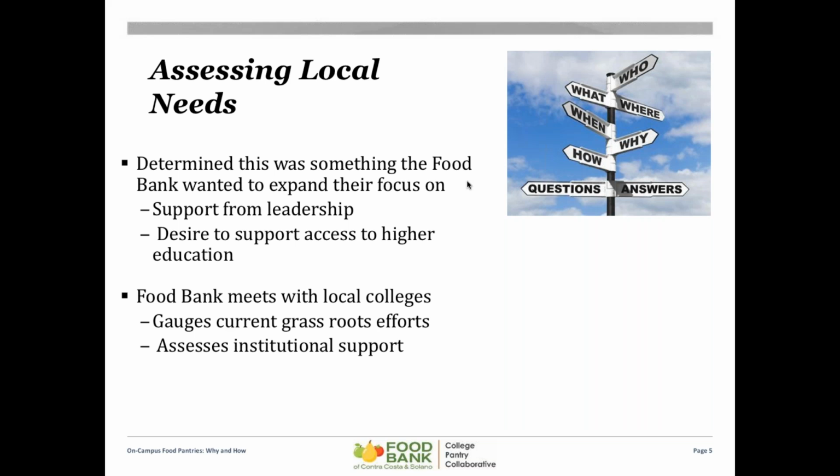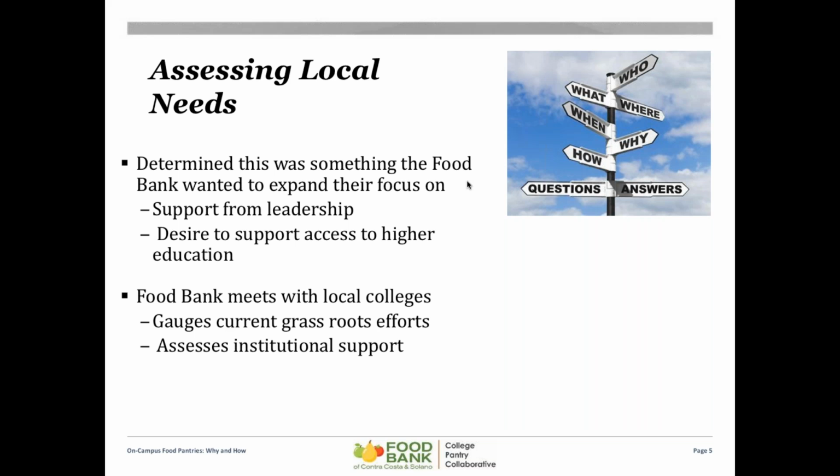So as Lillian mentioned, I'm Caitlin Sly, the program director at the Food Bank of Contra Costa and Solano. We are a food bank in the East San Francisco Bay Area, an area particularly affected by high housing costs, especially in suburban areas. Our mission is to end hunger, and we recognize that we cannot do it alone.